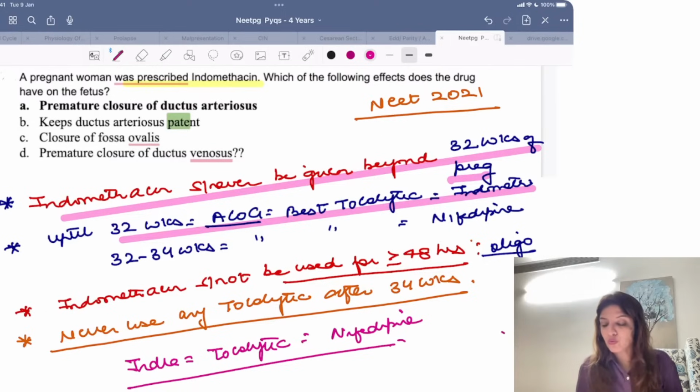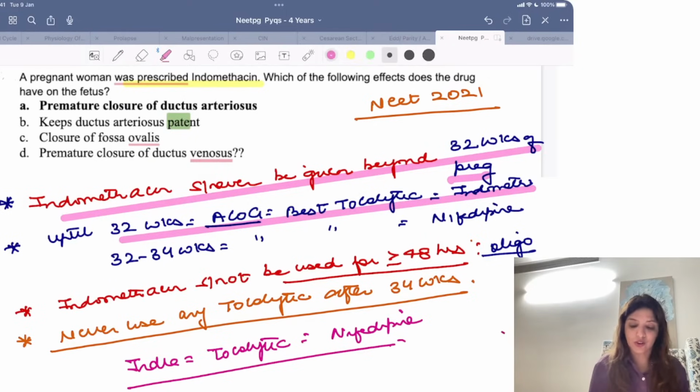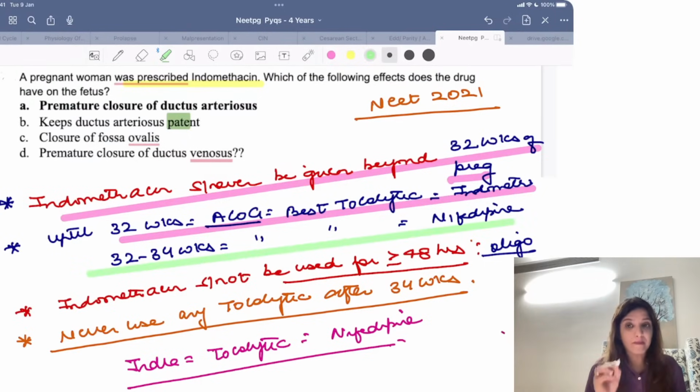But according to ACOG, up till 32 weeks, best is indomethacin. And because indomethacin cannot be used after 32 weeks, between 32 to 34 weeks, best is nifedipine. Remember, tocolytics should never be used after 34 weeks. You are never going to use tocolytics after 34 weeks. So no tocolytic to be used after 34 weeks.